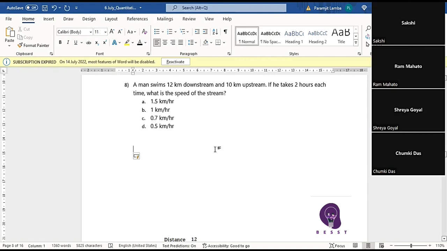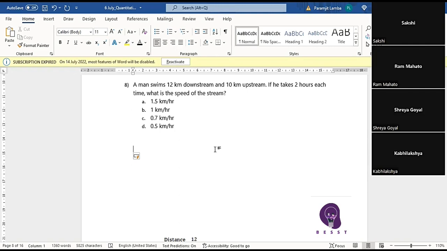Here, what will you do? What formula will you use? You are given distance 12 km and 10 km. You are given time 2 hours. What formula will you use? Don't get overwhelmed by the question about the river and the person and the boat and swimming and whatever.